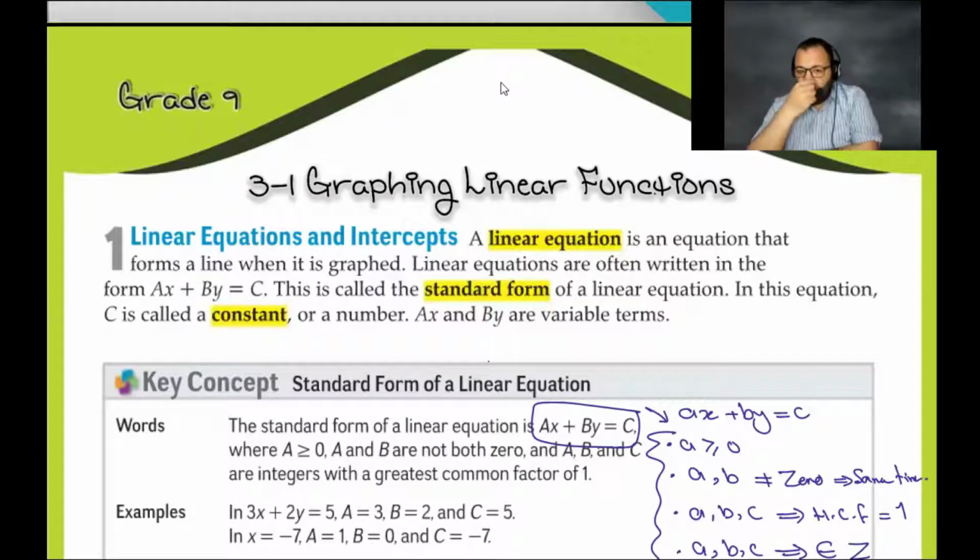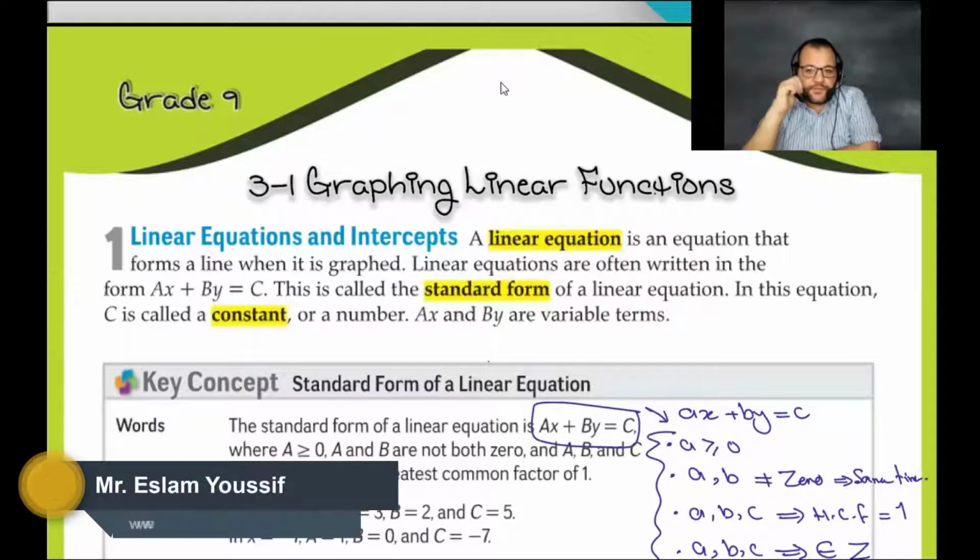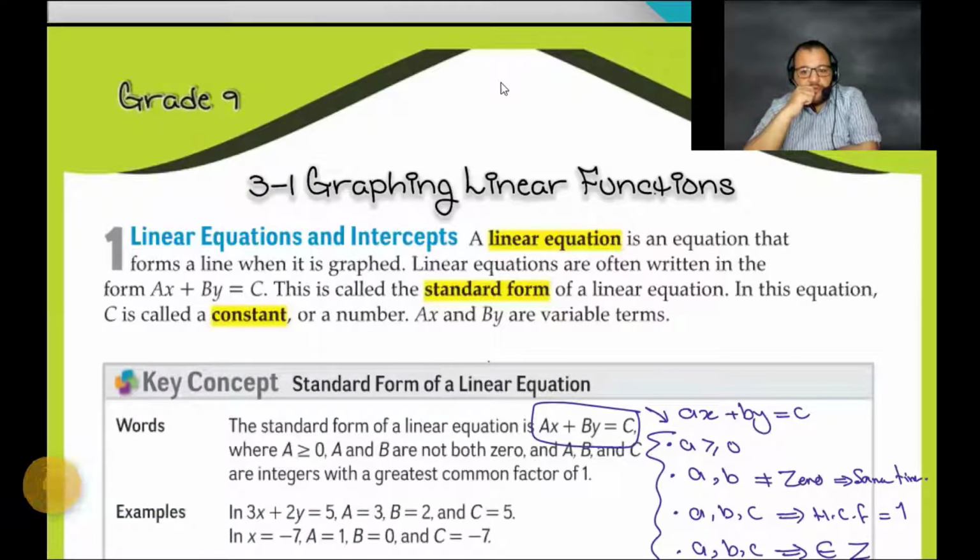Okay, so one of the types of function that we have is the linear function. What is the meaning of linear? Linear means it makes a pattern, or the equation makes a line. That is the graph.